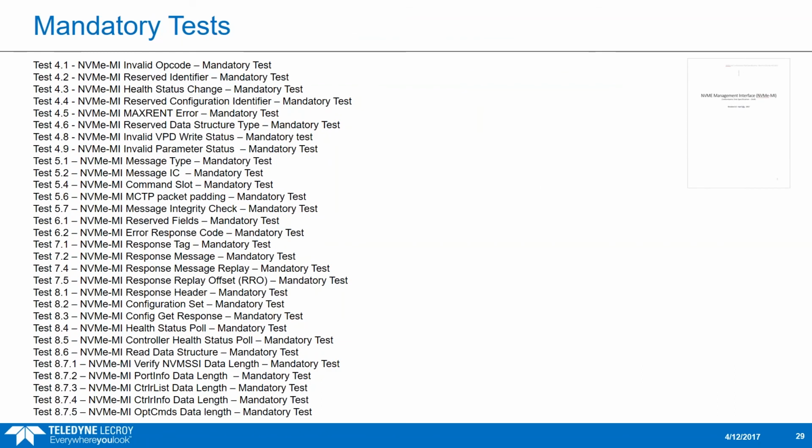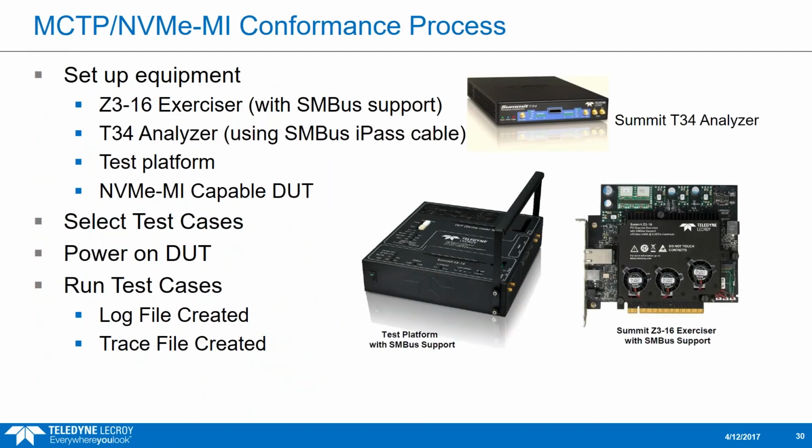So this is a list of the tests. You can see these are all NVMe Management Interface tests. We're testing things like what happens if an invalid opcode is sent, what happens if there's a health status change, what happens if there's a message integrity check failure. These are the kind of things that we're testing. There's this complete list here. This list is what's going to be tested at the upcoming Plugfest, and these are the tests that are marked as mandatory in the test specification at the moment.